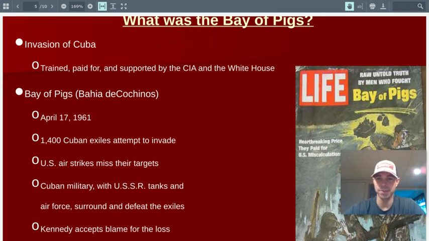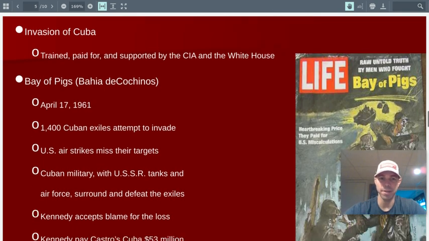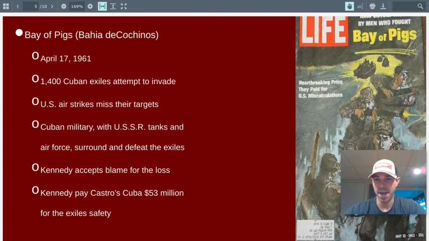Okay, it's a disaster. Some of the airstrikes miss. We do not take out Castro from power. And we actually have to pay the Cubans, you can see down here on your screen, $53 million to get the exiles back. So it's a disaster. Makes the U.S. look bad. Why are we picking on little Cuba?